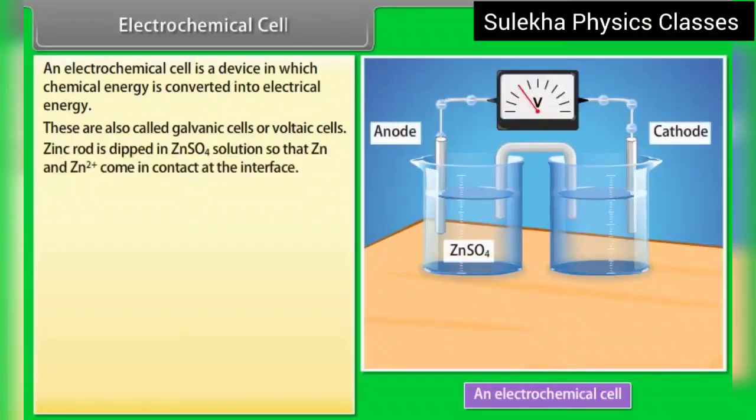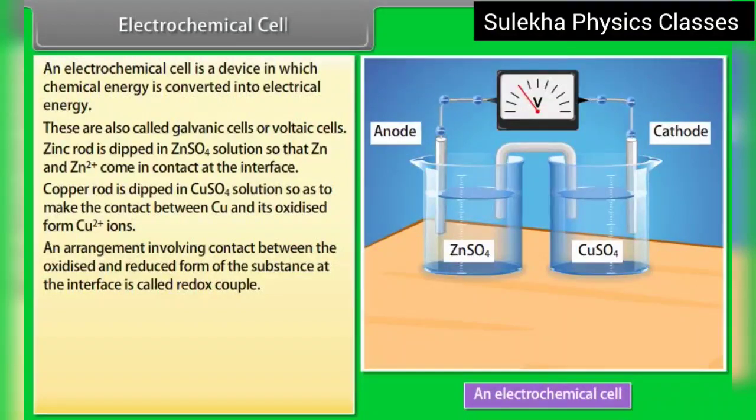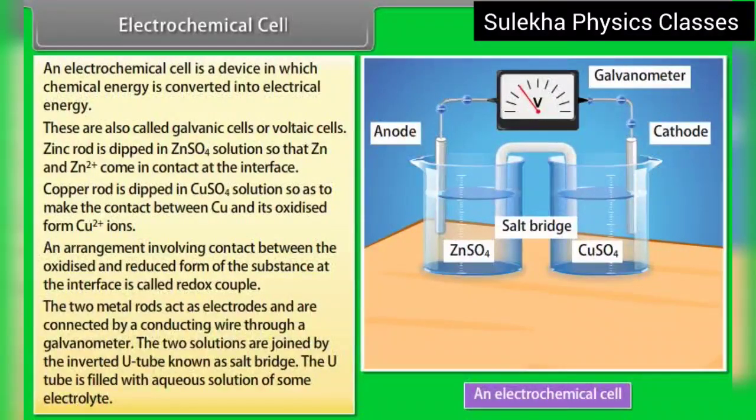Zinc rod is dipped in ZnSO4 solution so that Zn and Zn2+ come in contact at the interface. Copper rod is dipped in CuSO4 solution so as to make contact between Cu and its oxidized form Cu2+ ions. An arrangement involving contact between the oxidized and reduced form of the substance at the interface is called a redox couple. The two metal rods act as electrodes and are connected by a conducting wire through a galvanometer.